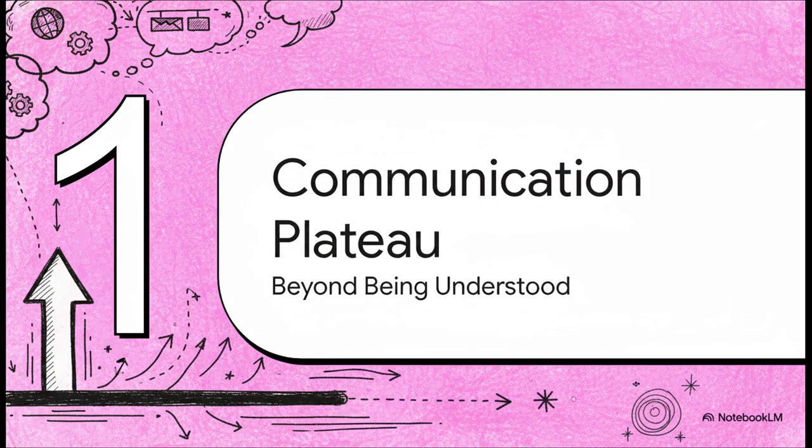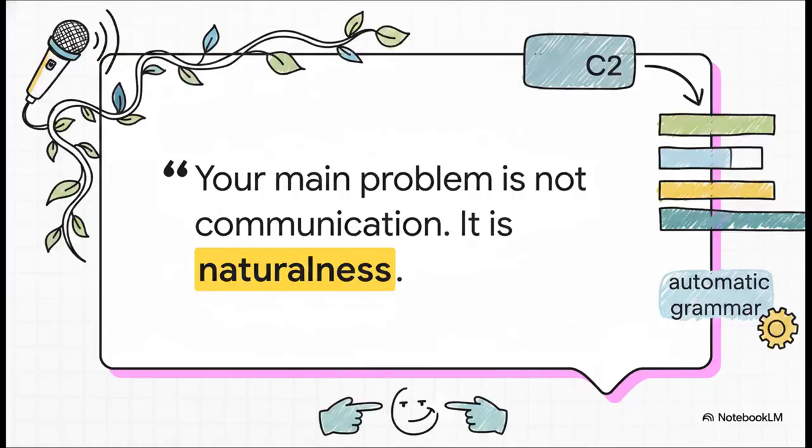Part 1. The Communication Plateau. So, let's start right at the beginning. For a lot of you tuning in, your weakness definitely isn't a lack of ideas. You can easily discuss complex topics like politics, economics, or tech without missing a beat. And honestly, that is a massive achievement. It means you aren't an intermediate learner anymore.